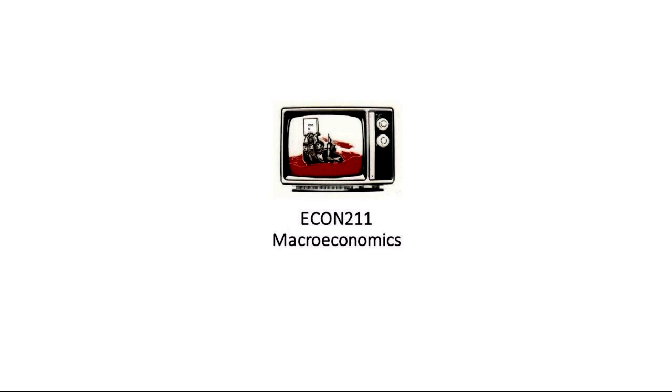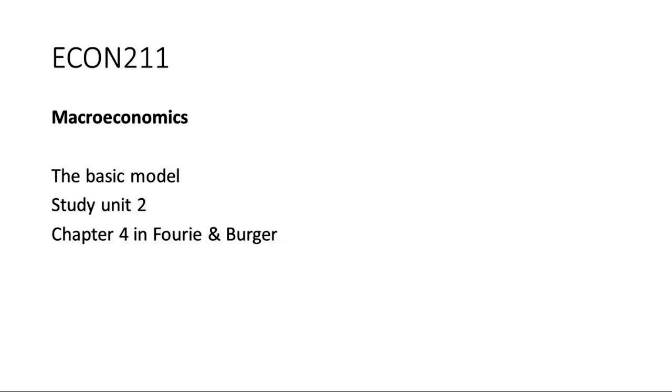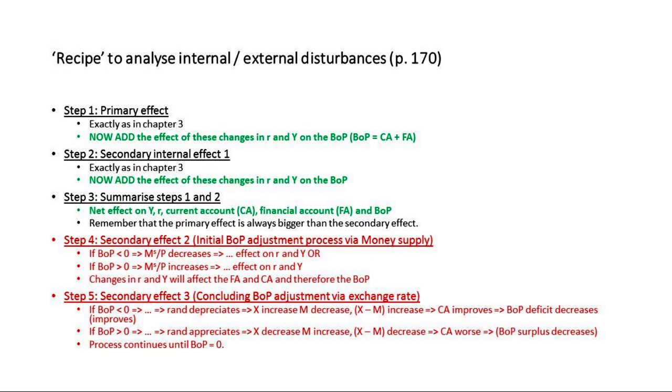You are watching Macro TV, and we are busy with Chapter 4 in Fourie and Burger. We now have an ISLM BP model, and we're going to use it to analyze policy changes or shocks or disturbances and the influence that has on the macro economy. Now we have this little recipe of how you can analyze such changes and its impact. It's set up in 5 steps.